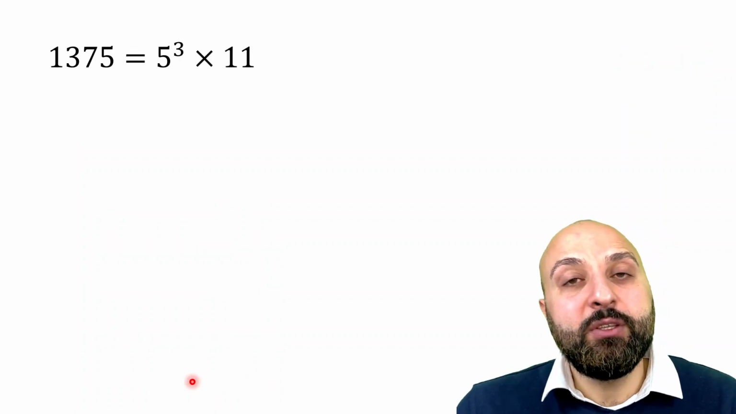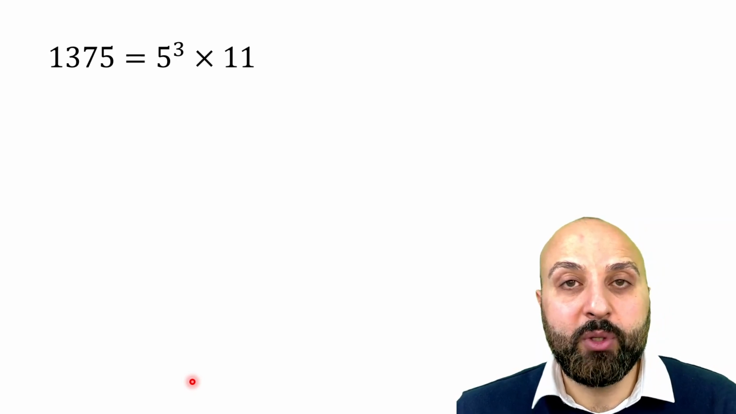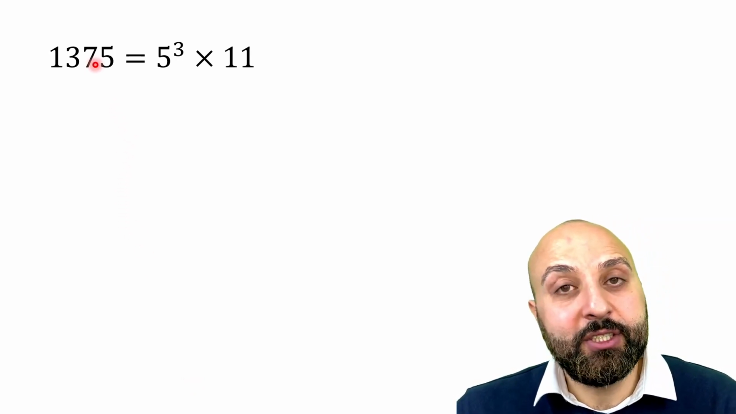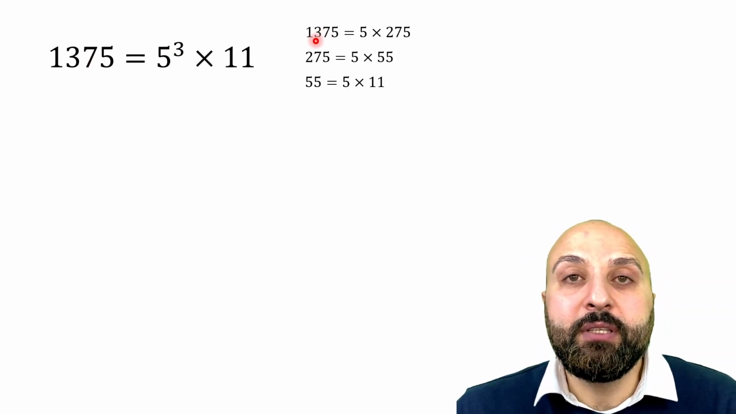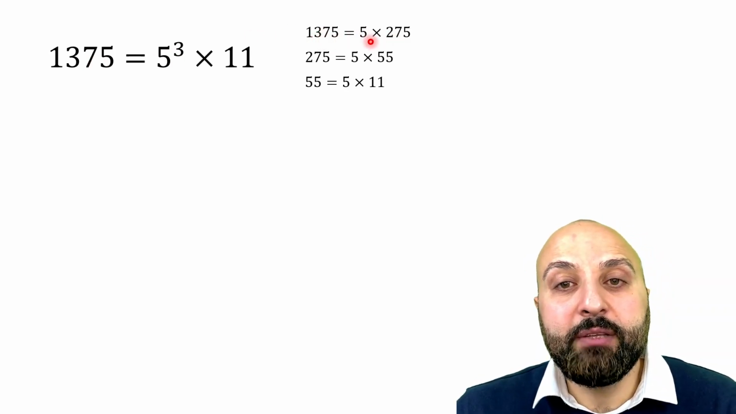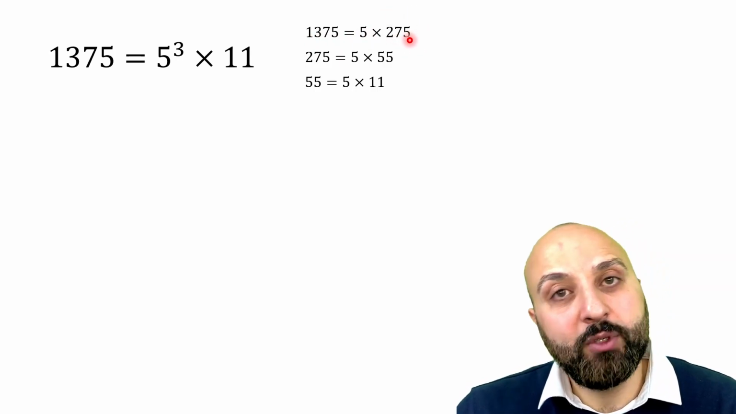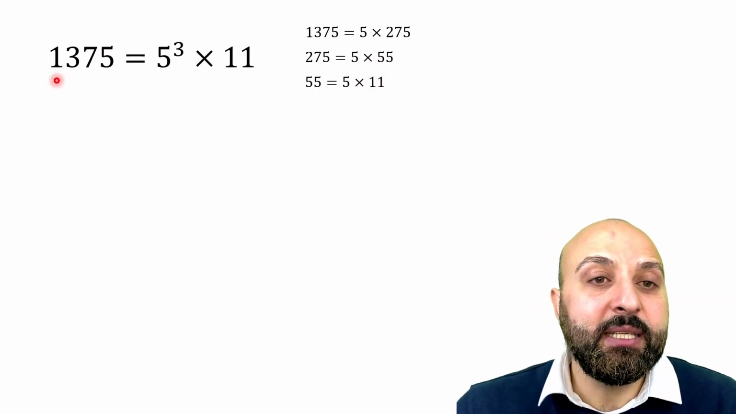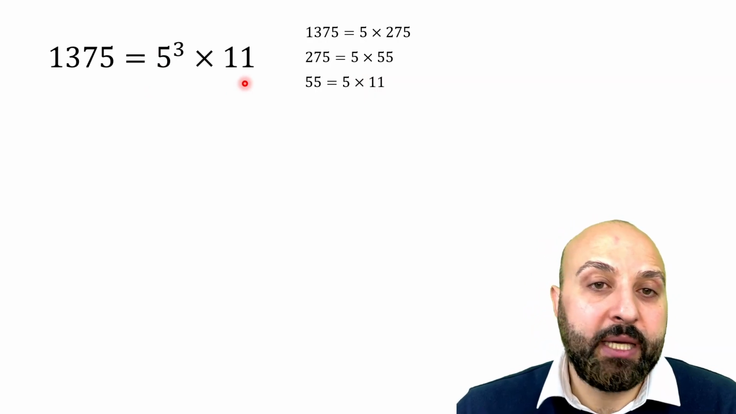So first thing we do is that we have the number 1375. We are going to decompose this number. We know that the last digit is 5, so we can obviously divide it by 5. If you divide 1375 by 5, you get 5 times 275. And again, the last digit is 5, so you can divide it by another 5. So it becomes 5 times 55, and 55 is 5 times 11. So basically, we can write 1375 as 5 power 3 multiply 11.